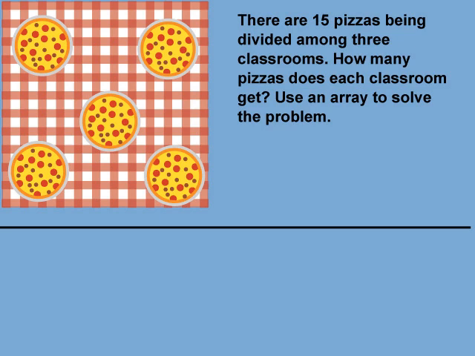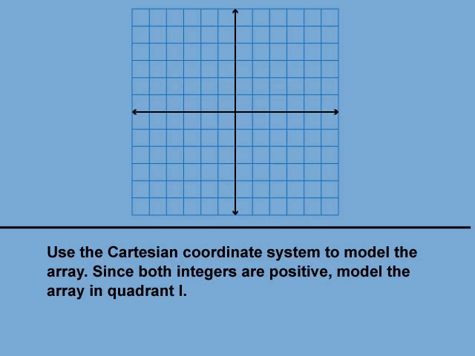There are 15 pizzas being divided among 3 classrooms. How many pizzas does each classroom get? Use an array to solve the problem. Use the Cartesian coordinate system to model the array. Since both integers are positive, model the array in quadrant 1.